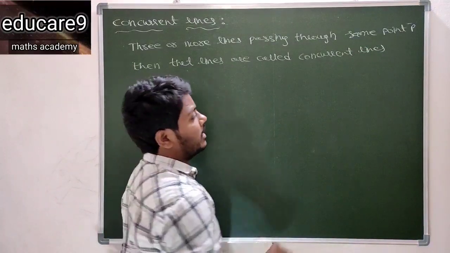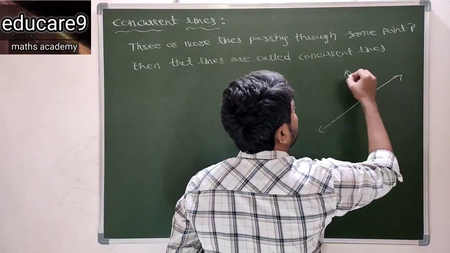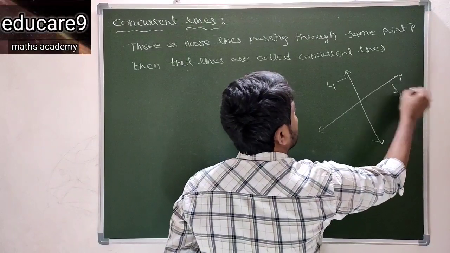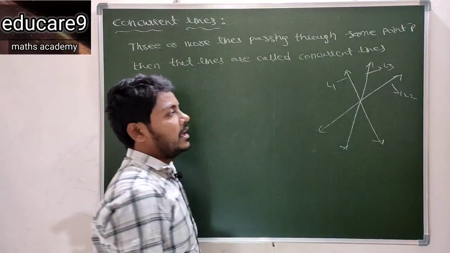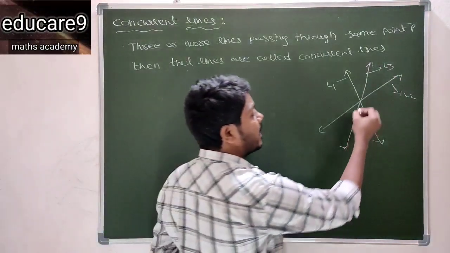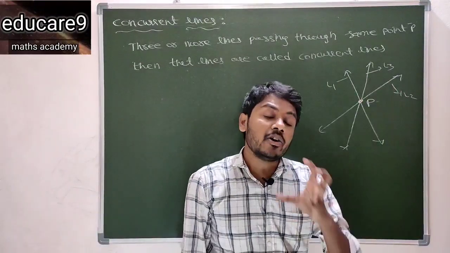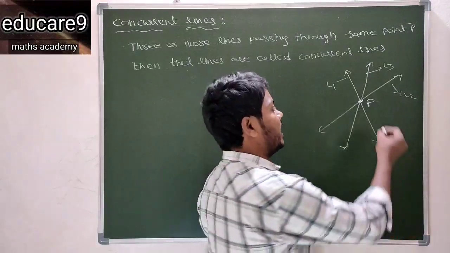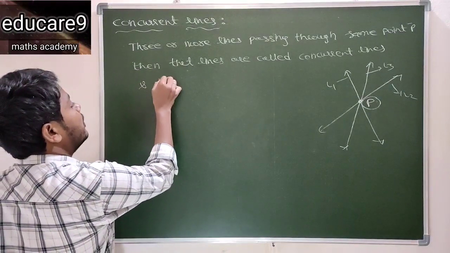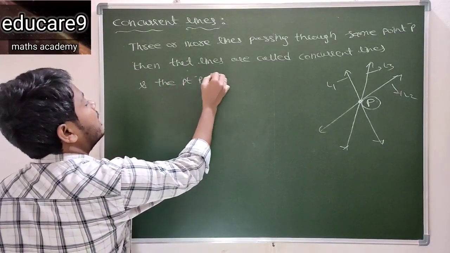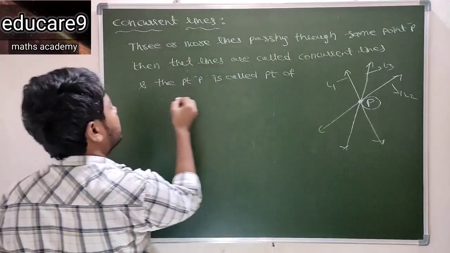Okay, so see here, this is the L1 line, this is the L2 line, and this is any L3 line. Clearly these three lines are passing through the same point P. Then you say that L1, L2, L3 are concurrent lines, and this point P is called the point of concurrency.